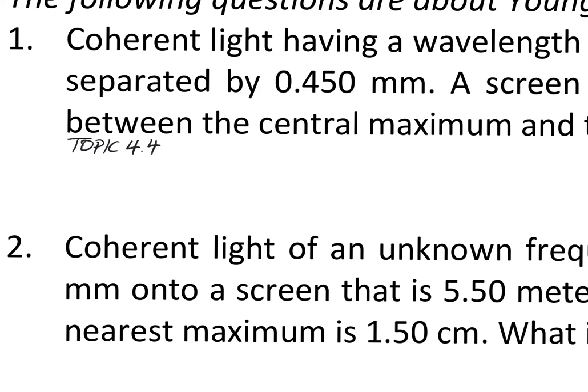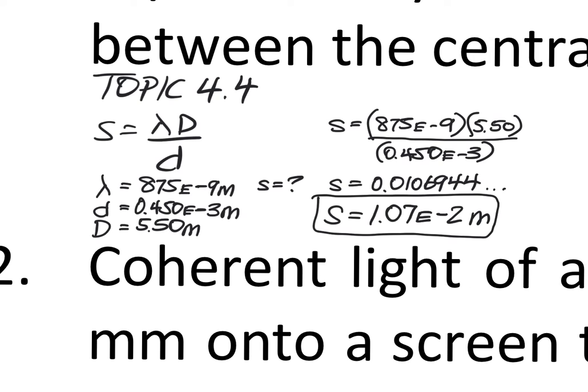And of course, our formula is going to be s equals lambda D over d, where s, lowercase s, is the distance between the 2 fringes. Lowercase d is the distance between the 2 slits of the double slit. Big capital D is the distance from the slits to the screen, and lambda is the wavelength. And so that's kind of basic.